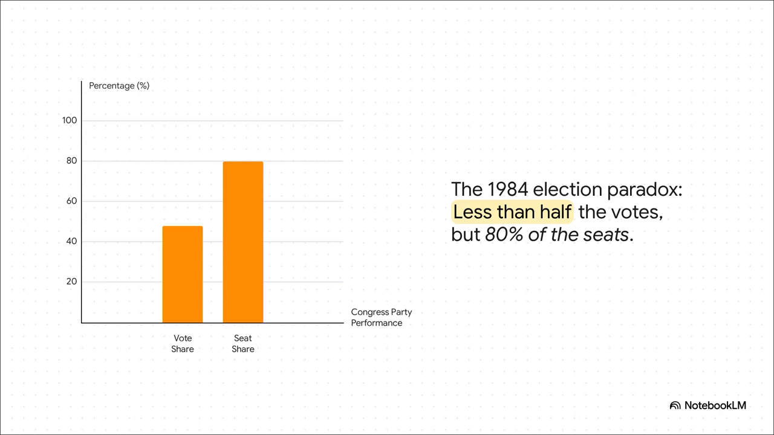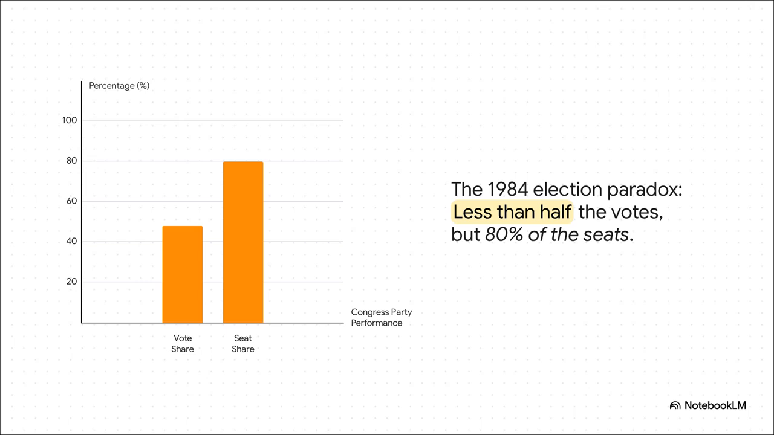The Congress Party got 48% of the total votes. Now that's a lot, for sure, but it's still not a majority of the country. And yet, that 48% translated into winning 415 out of 543 seats. That's a staggering 80% of the entire legislature. At the same time, other parties got millions of votes, but ended up with just a few seats to show for it. So what's going on here?